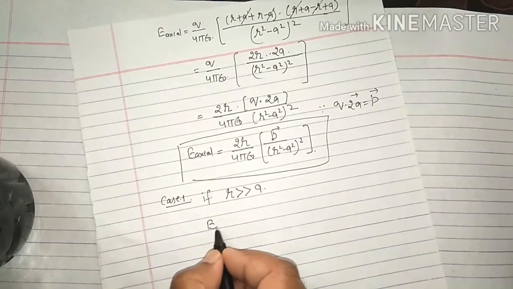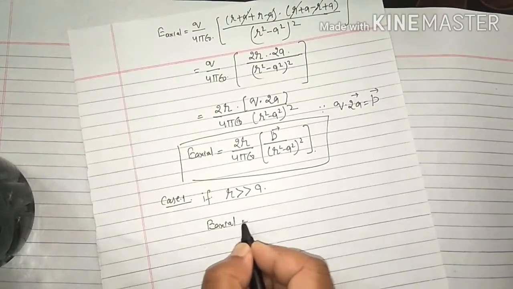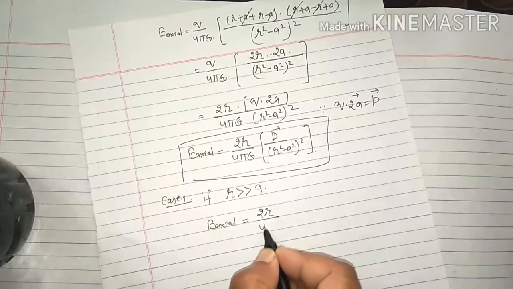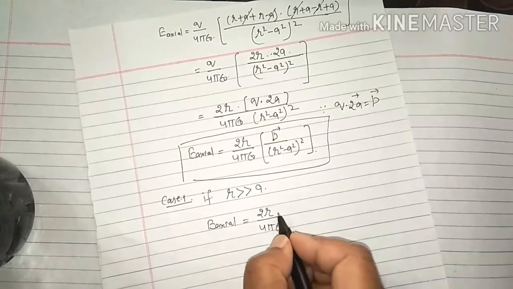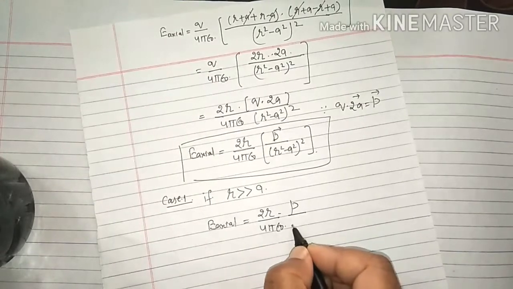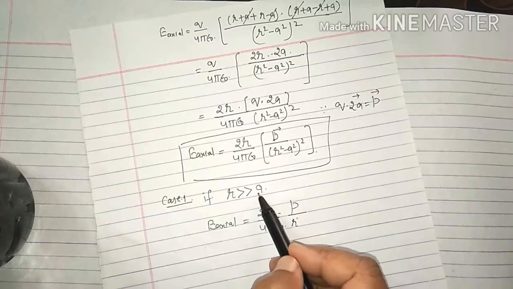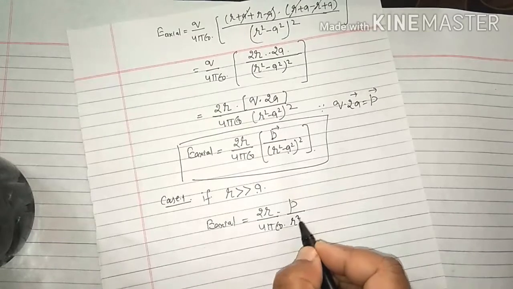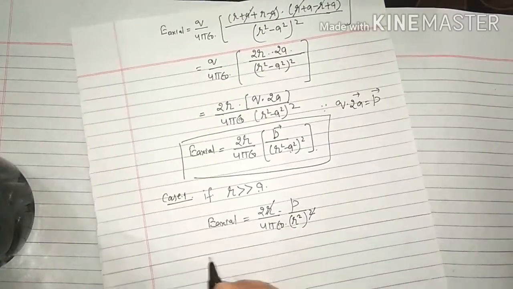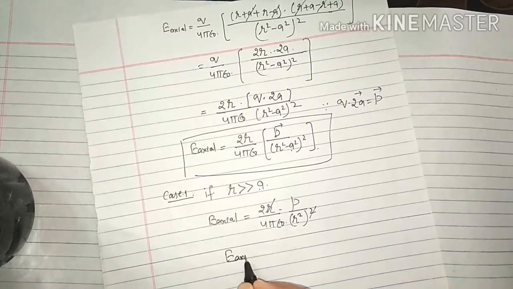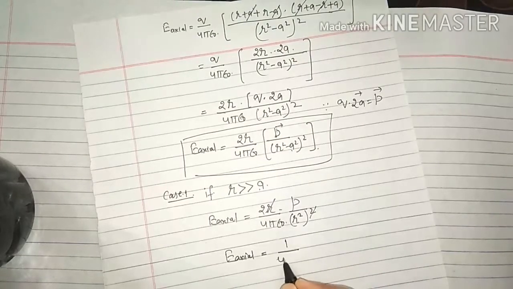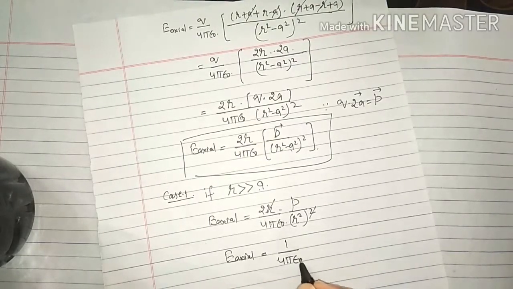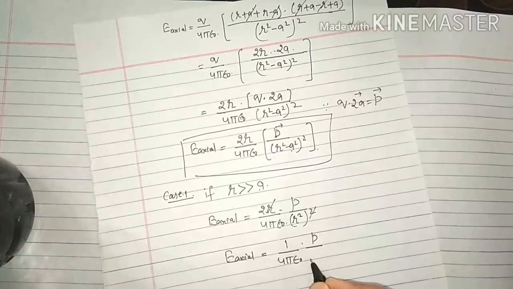So in this case E axial will be equal to 2R upon 4 pi epsilon naught, dipole moment p upon, due to this small value of a, we ignore a, so you will get only R square whole square, and one power of R will be cancelled out. E axial is equal to 1 upon 4 pi epsilon naught p upon r.